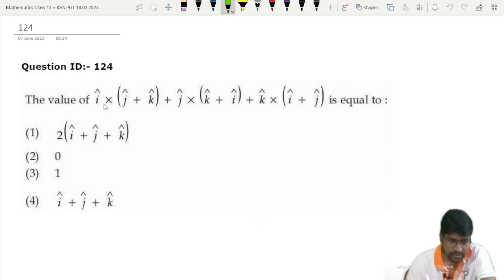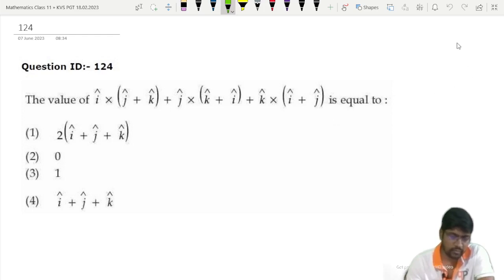This problem also belongs to the vector section. Here we have i cross (j plus k) plus j cross (k plus i) plus k cross (i plus j) equal to what? So we have to find the value of this expression.